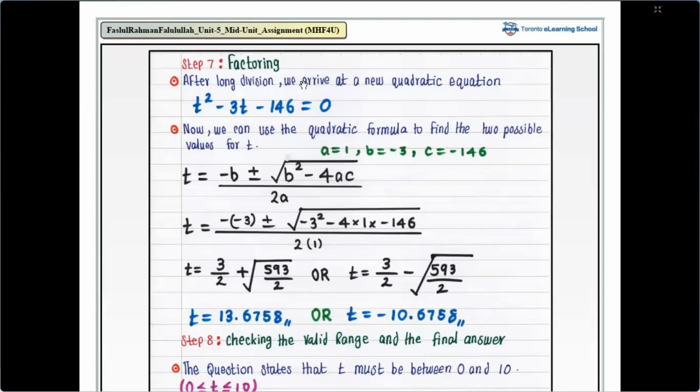Step 7, factorizing. After long division, we arrive at a new quadratic equation, t squared minus 3t minus 146 equal to 0. Now we can use the quadratic formula to find the two possible values for t. We use it and simplify, we will get two values as t equal 13.6758 or t equal minus 10.6758.